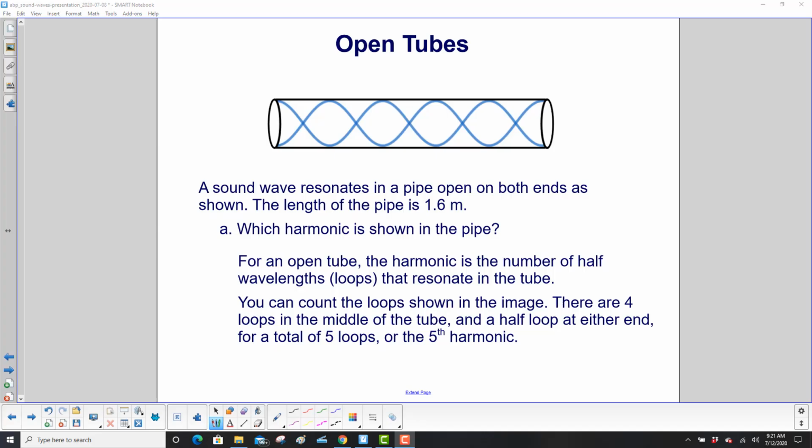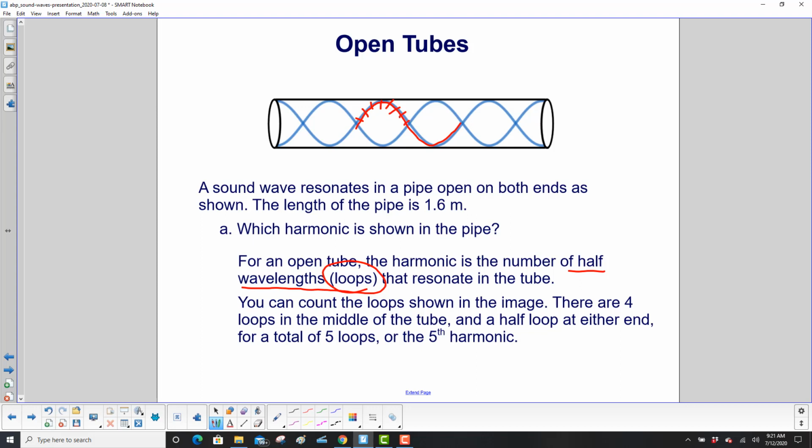For an open tube, the harmonic is the number of half wavelengths. And there's another name for that. We just call them loops that resonate in the tube. So let's just sketch a picture here. Hopefully you can see how that's one wavelength. So what we're considering a loop is this piece right here. That's a loop, or 1/2 wavelength.